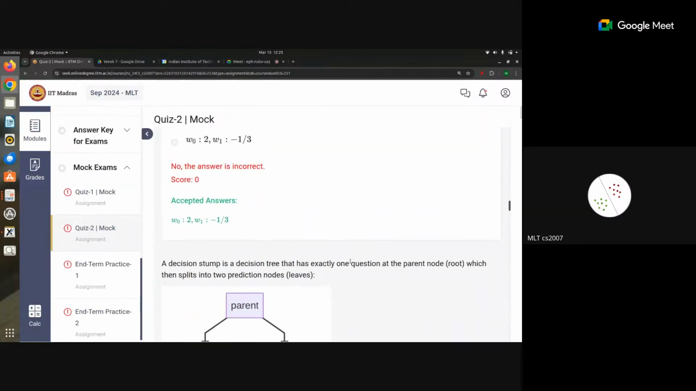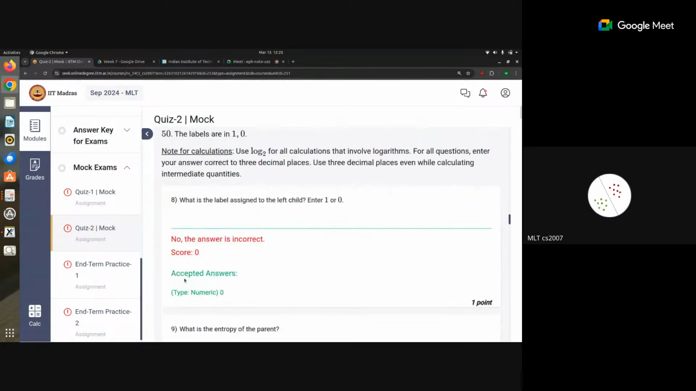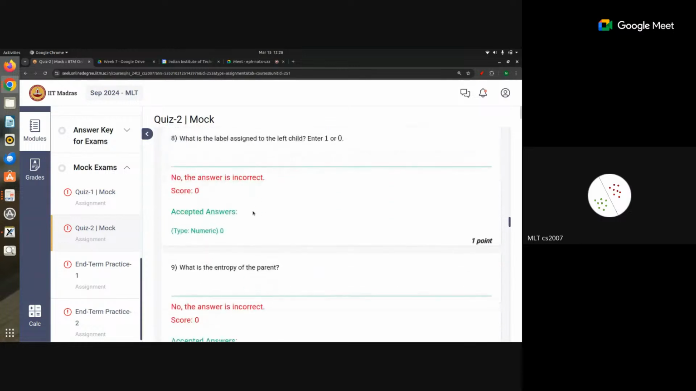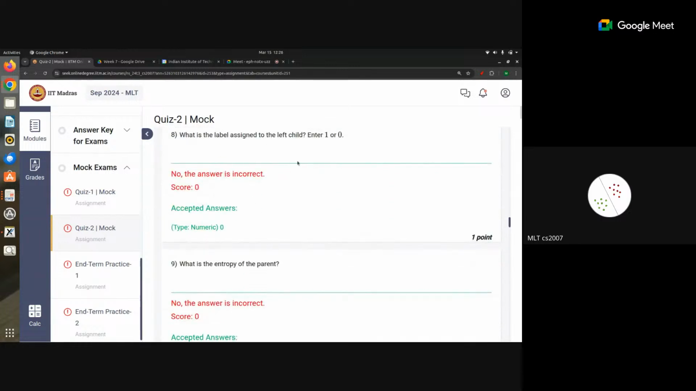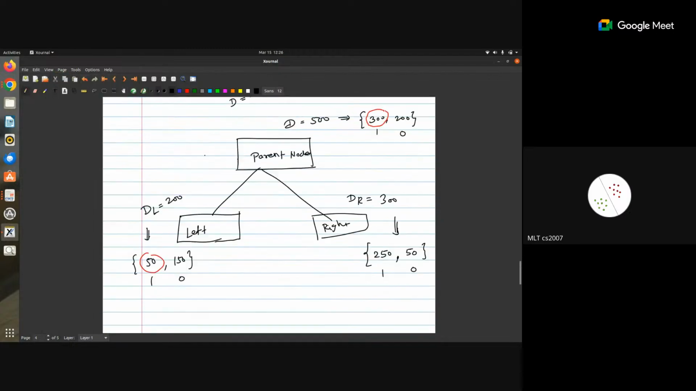Oh, sorry, what is happening here? Okay, we'll come to this question. What about the left child label? We'll find out what the entropies are first, right? So I think that is the simple thing which we can do here.